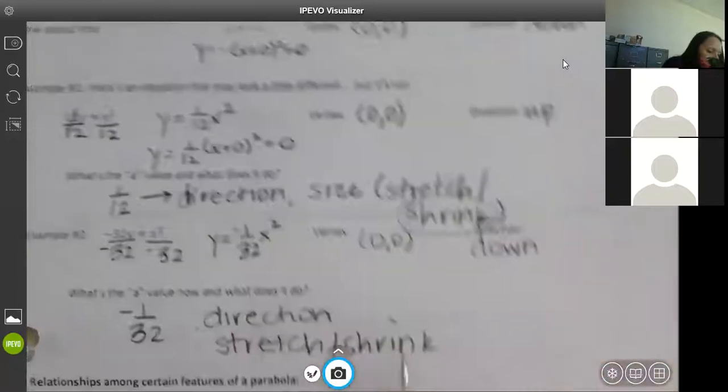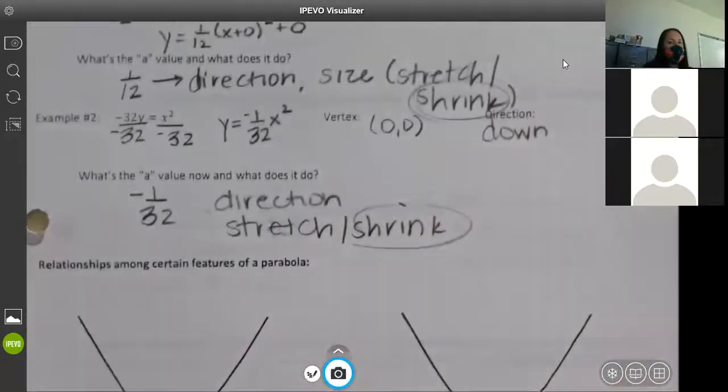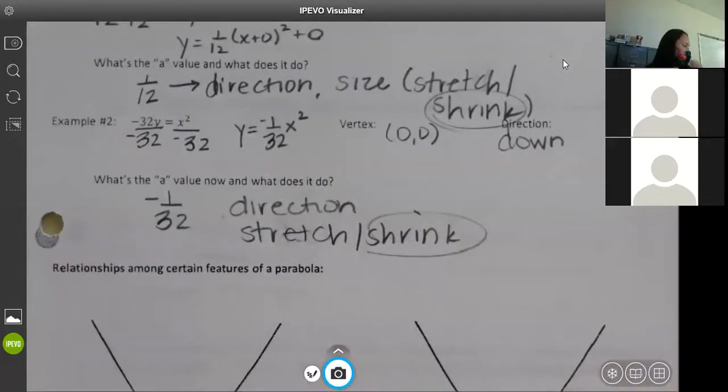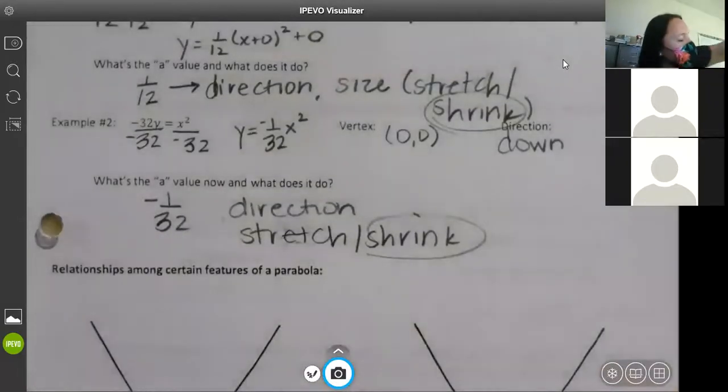And both of these were shrinks, just so you know. All right, so that's all kind of review, and then now we're going to get into that new stuff that I was talking about.